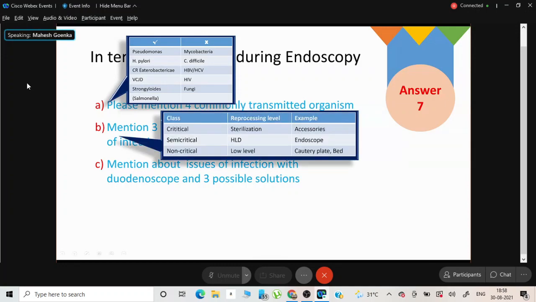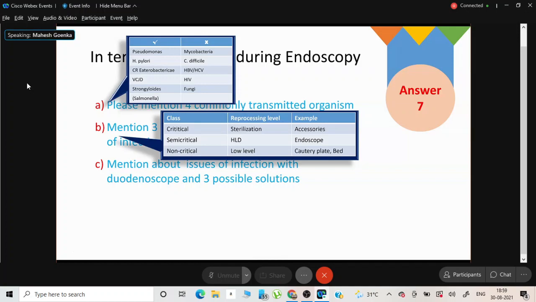Now the Spalding classification, you have to know for many reasons. They divide into critical, semi-critical, and non-critical. Sorry for the mistake of the spelling. Critical, like accessories, require full sterilization. Semi-critical, like endoscopy, require high-level disinfection. And non-critical, like cautery plate, bed, require low-level disinfection. The difference between sterilization and high-level disinfection is that in sterilization, spores are destroyed, but in high-level disinfection, spores may not be destroyed.